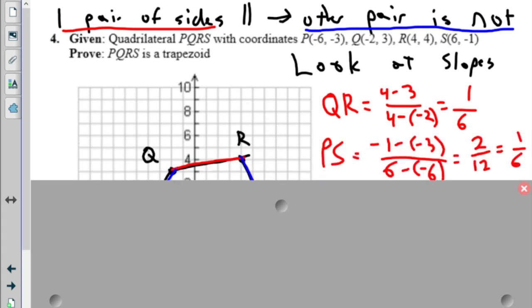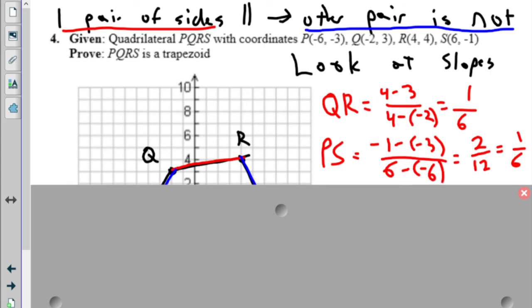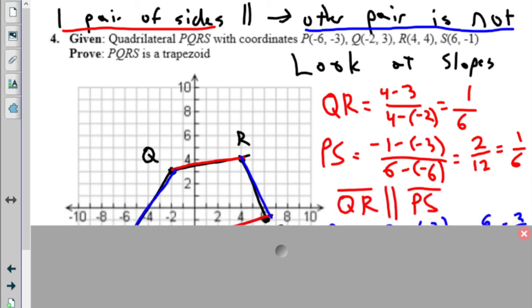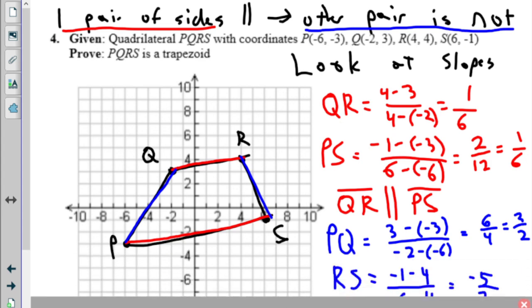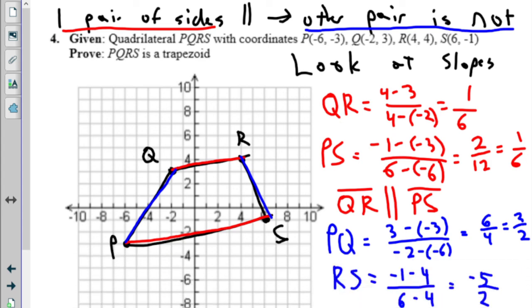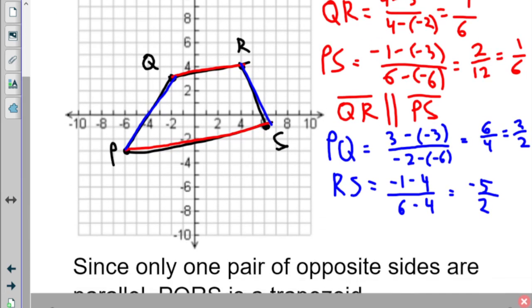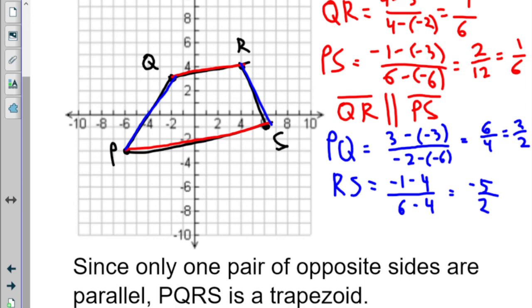First of all, for P to S, here's our matching slopes. 2 over 12 reduces to 1 over 6. So that means our lines are parallel. But that's not all we want. We want the other pair to not be matching. So my other pair should not have matching slopes. And we see that P to Q is 3 over 2. R to S is negative 5 over 2. So there's our other pair of slopes not matching, which is what we wanted. Therefore, only one pair of sides is parallel, and we have the trapezoid that we're looking for.